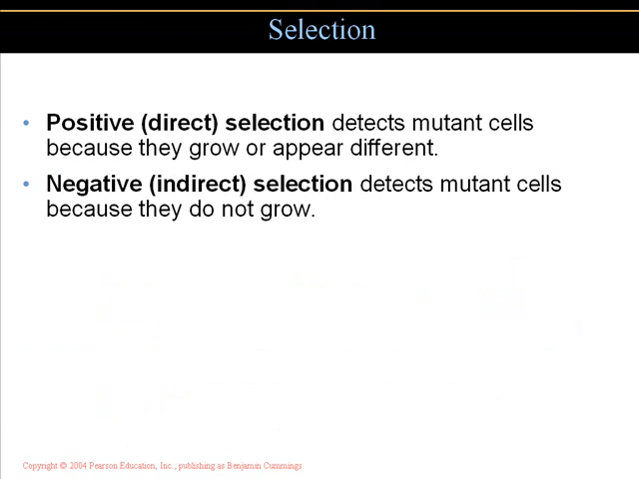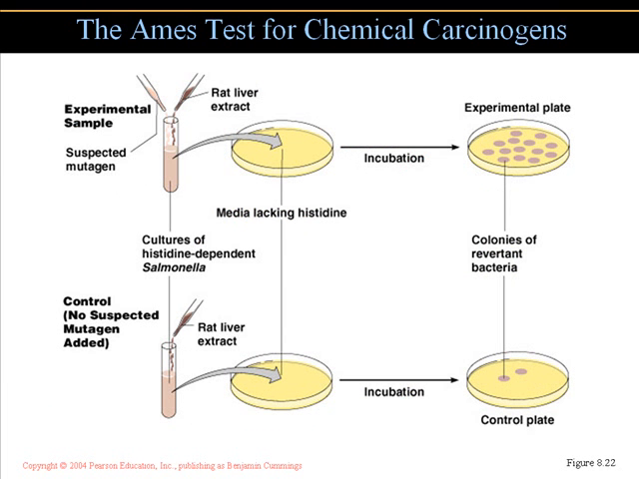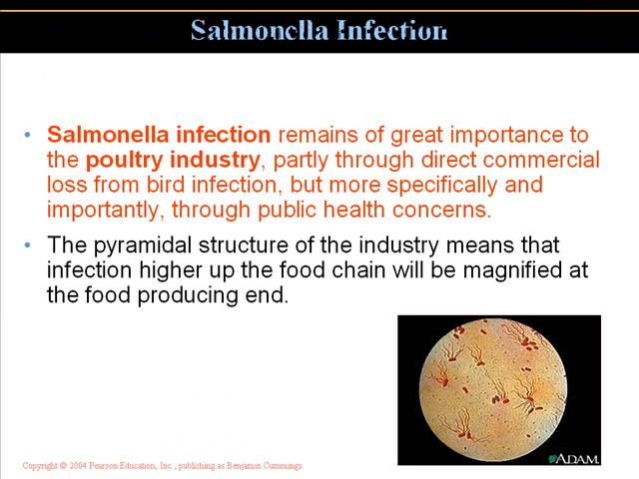Selections. Positive and direct selection detects mutant cells because the growth appears to be different. This is a review. Negative indirect selection detects mutant cells because they do not grow. And just some replating techniques of the Ames test. Again, you don't have to know that process, just need to know the general principle behind the Ames test.